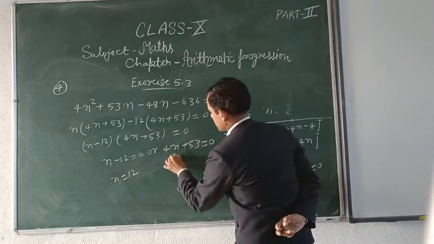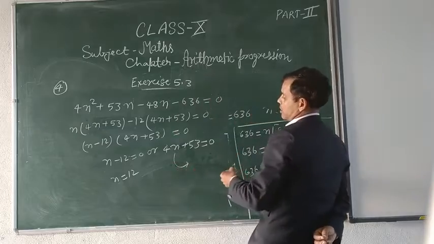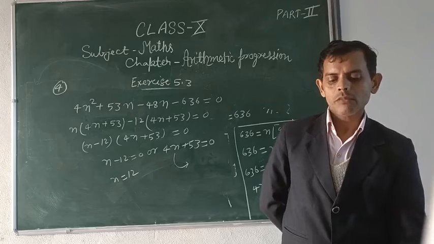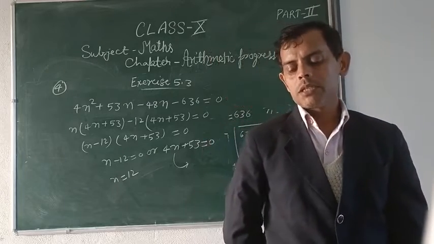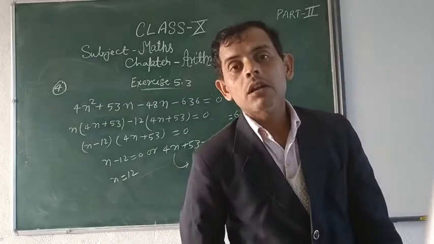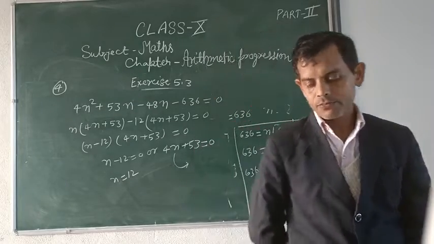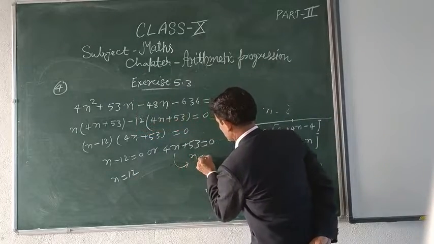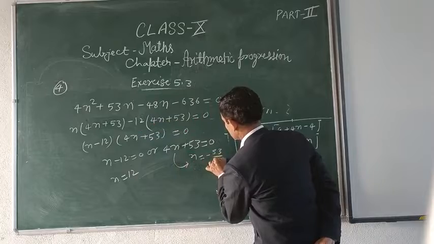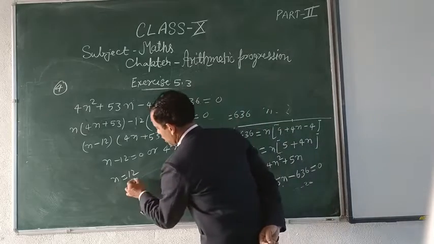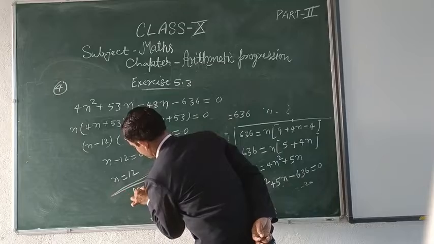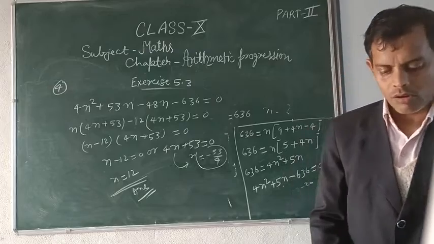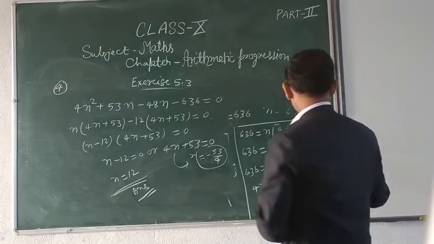And the other value is neglected because it is a fraction, and in an AP the value of n, meaning the number of terms, will never be a fraction. So the other value, minus 53 upon 4, is negligible, and this will be your answer. So the number of terms will be 12. Now we move to another question.